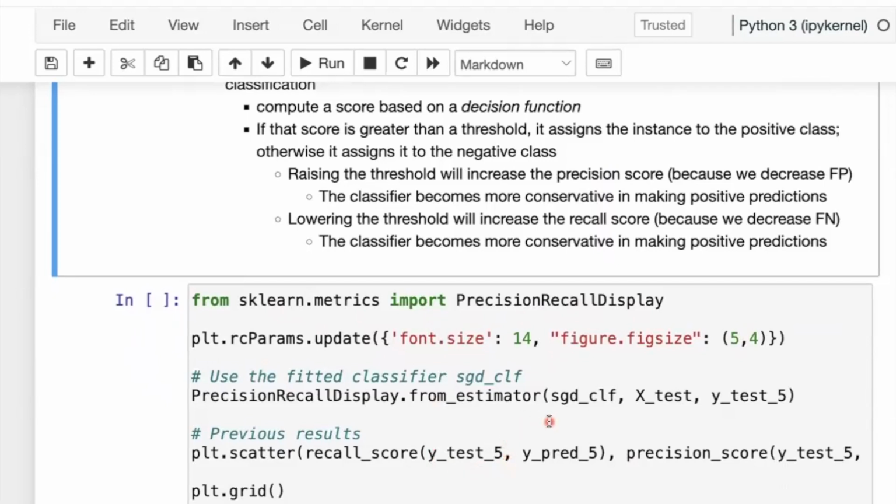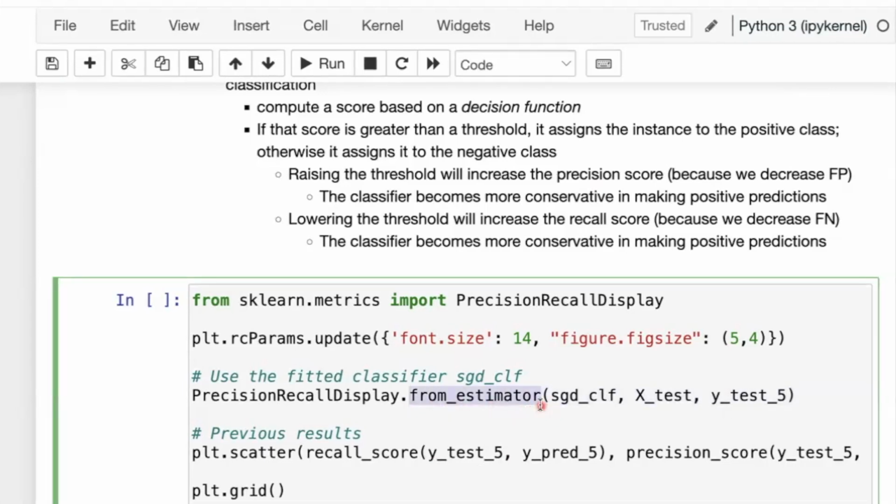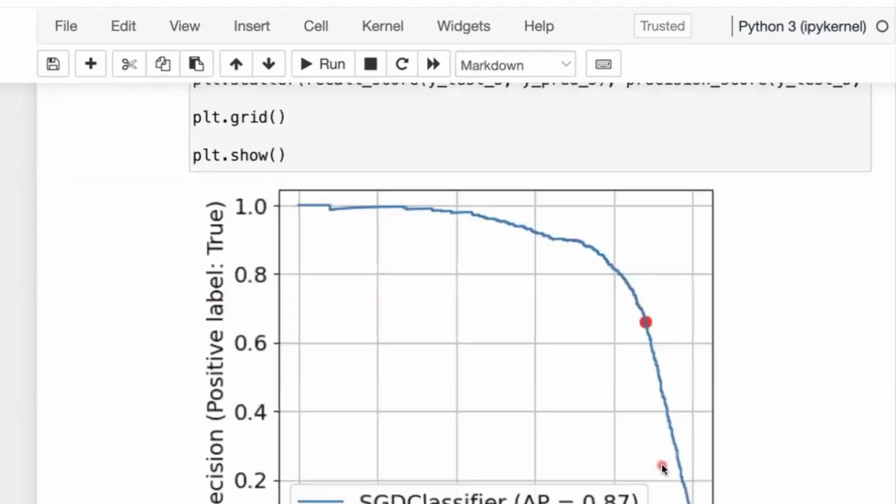So in this case, something that is very important is that you should not provide just the predicted labels, because we do need to have access to those probability scores. So you can see that in this case, we use from estimator instead of from predictions. You provide your estimator, your testing data, the inputs, and the labels for those. So this means that in the background, we are going to consider different thresholds or different decision boundaries and use those to find different values of precision and recall.